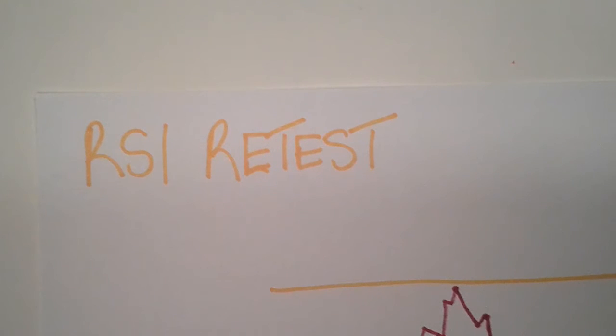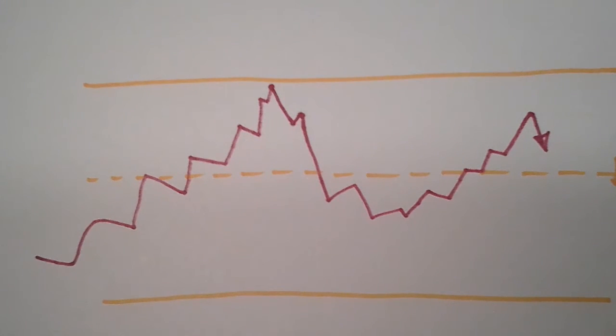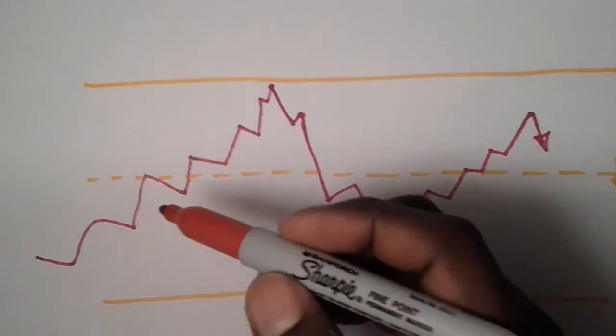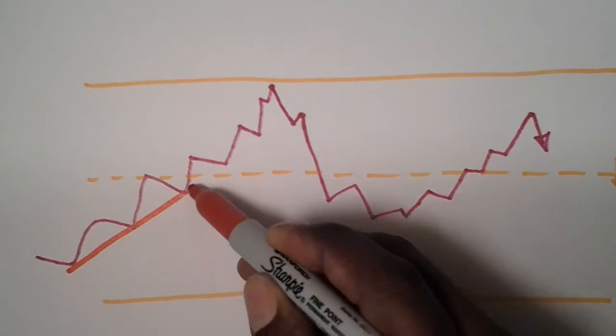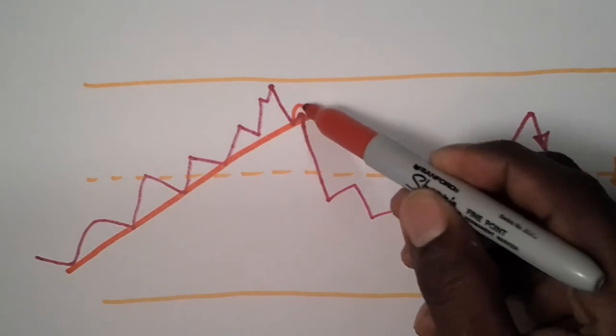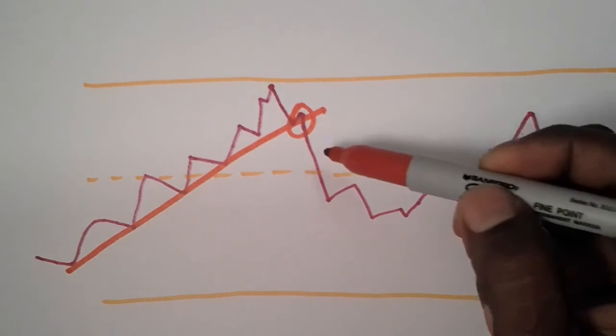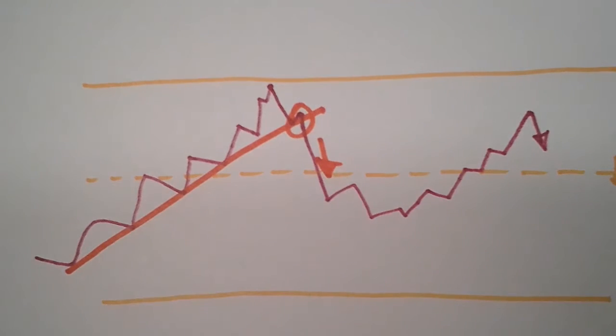This time let's consider the RSI retest. It is more or less the same thing, but now we are looking at the RSI. What we see here is a stock that eventually broke the trend line. Again, this can also be seen as a sell signal.